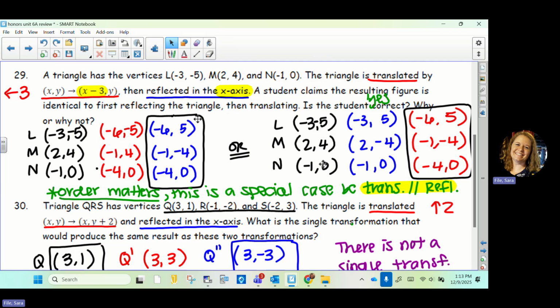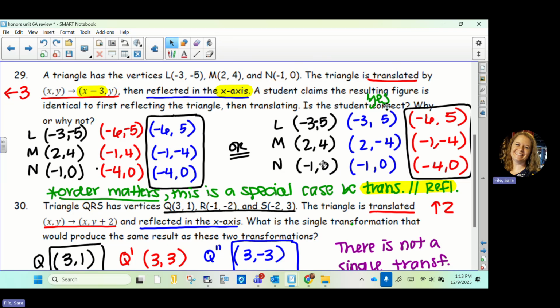Now a student claims, okay, if I flip it and I do the reflecting first and then the translating, it's going to be identical. It's going to have the same result. So I tried it. I took my original 3 points and I reflected them first, which changed the sign of y, and then I translated them. And what do you notice? Did they come out the same?